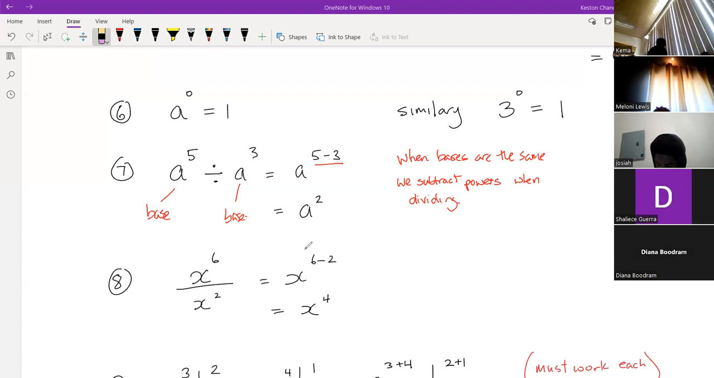Another way we could represent this is like in example 8. Same division. I just write it like a fraction. It implies the same thing as division. So x to the power of 6 over x to the power of 2 is going to be x to the power of 6 minus 2, which is going to give me x to the power of 4. All right? So division, we subtract the powers. And that happens only if the bases are the same. And I think we have an example of that right after.